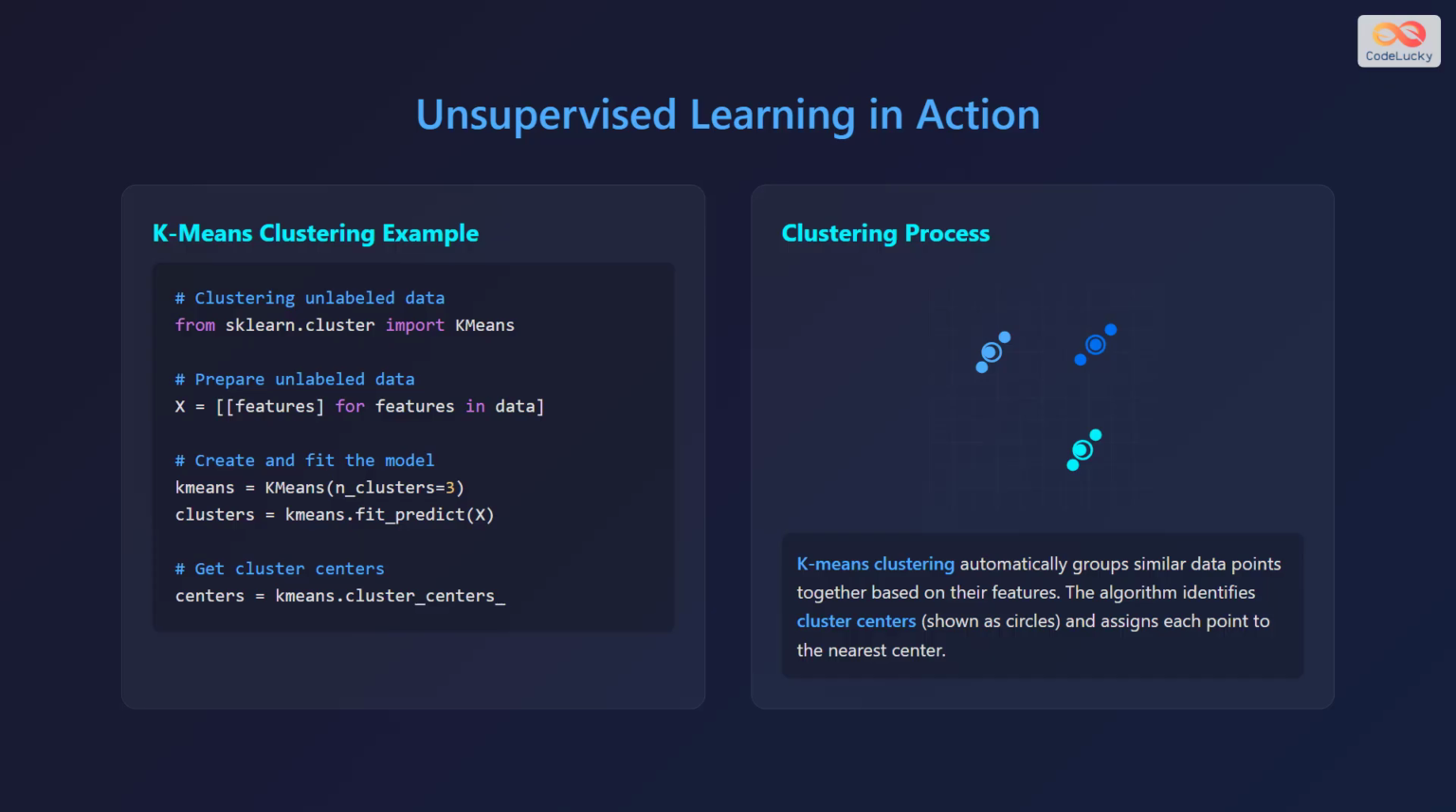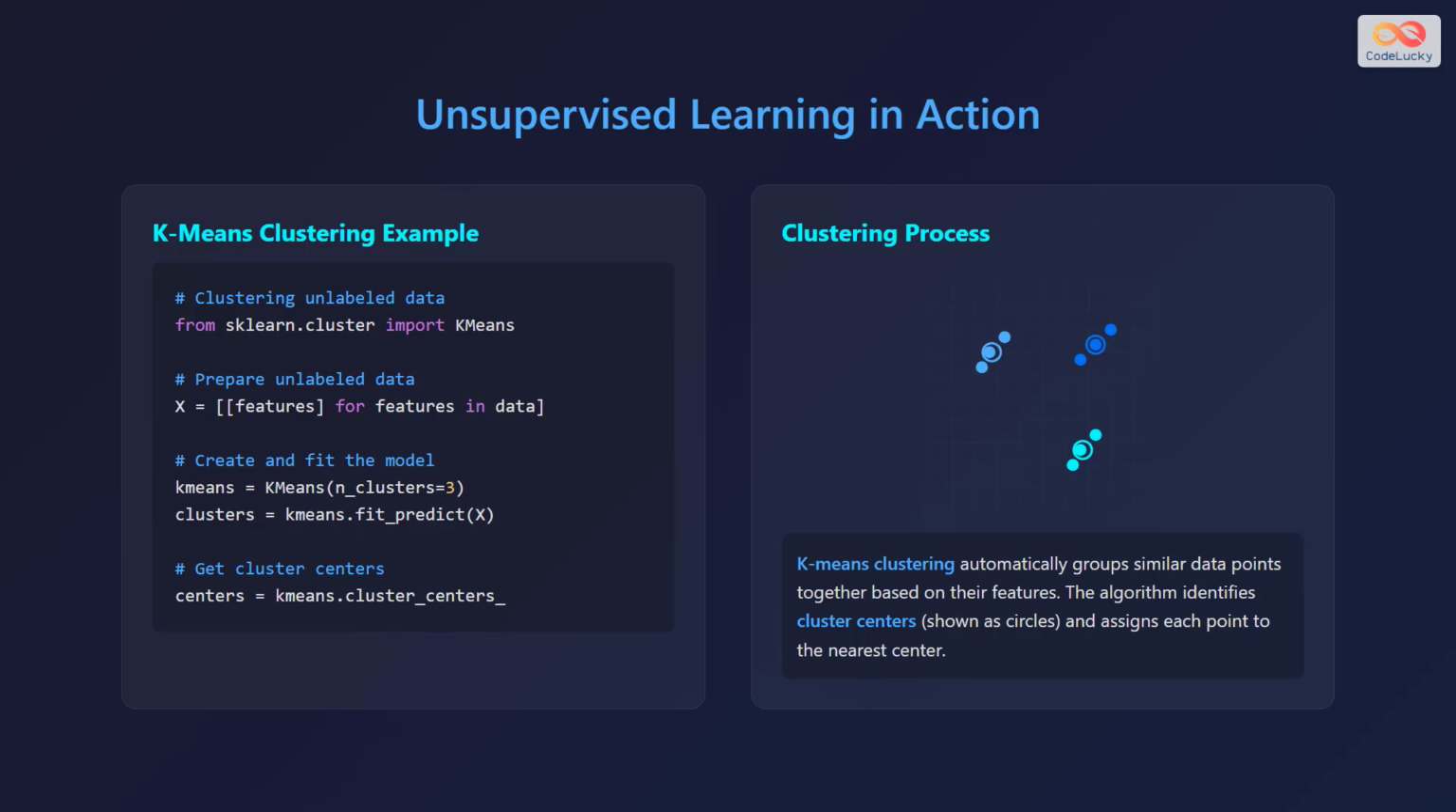Now, let's look at unsupervised learning in action with a k-means clustering example, using Python and the scikit-learn library. The code starts by importing the k-means module from sklearn.cluster. Prepare the unlabeled data by creating input features stored in the variable x. Next, create an instance of the k-means model, specifying the number of clusters. Here, the number of clusters is 3.